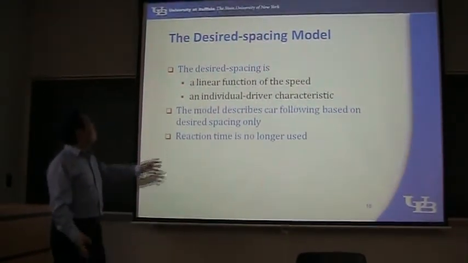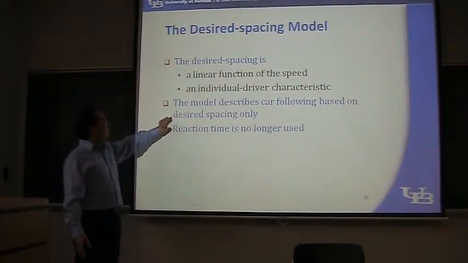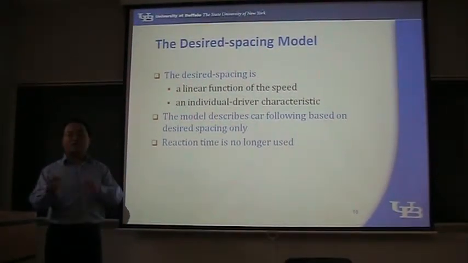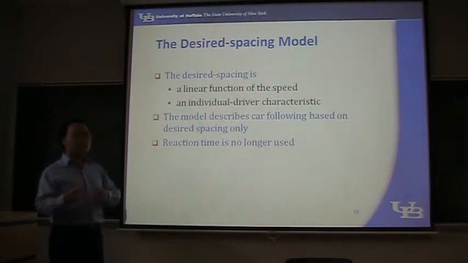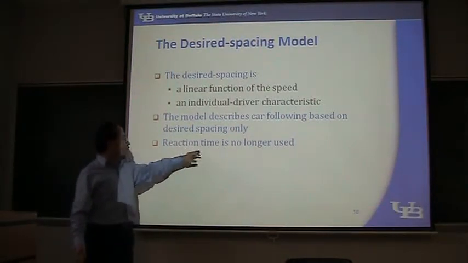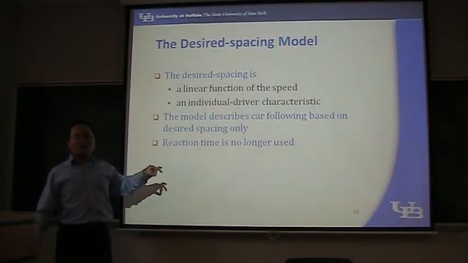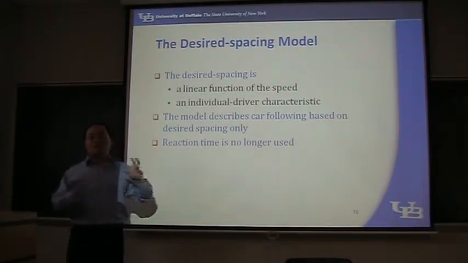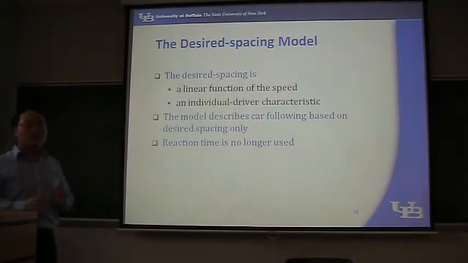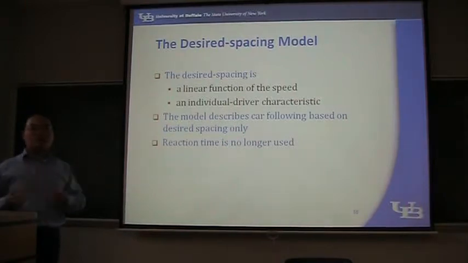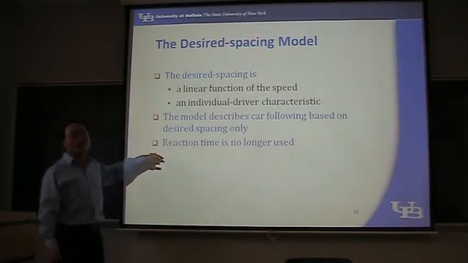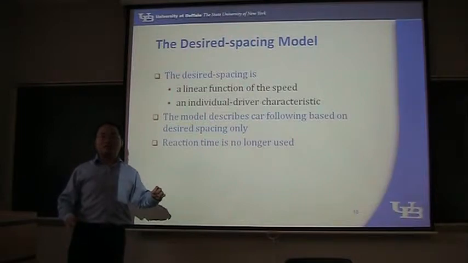And after that, the desired spacing model only uses the desired spacing as its independent variable. And it's not using reaction time anymore. The reason they eliminated the reaction time is because it was difficult to calibrate, and reaction time differs from people to people. As a result, in this kind of model, they try to eliminate it to simplify the calibration.